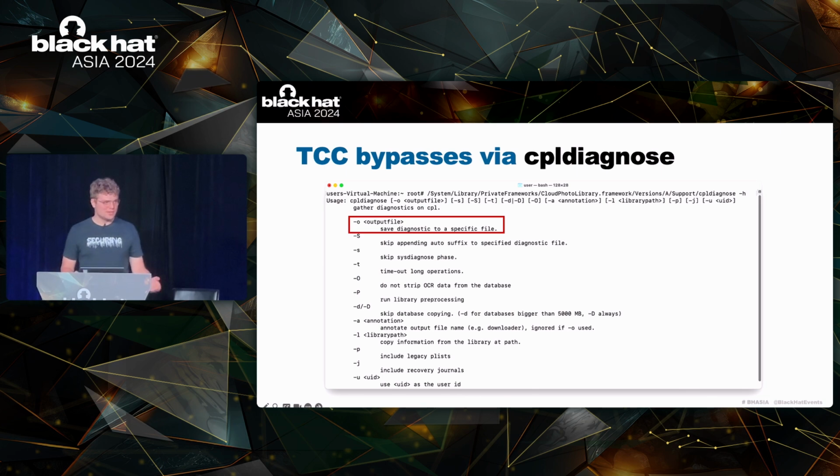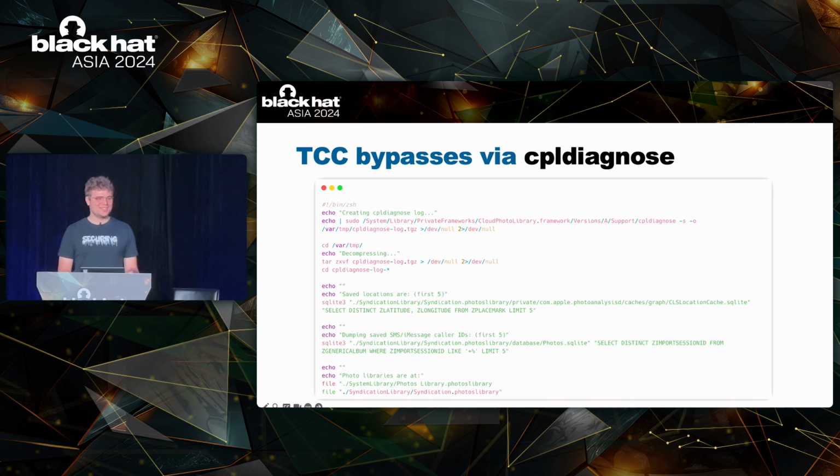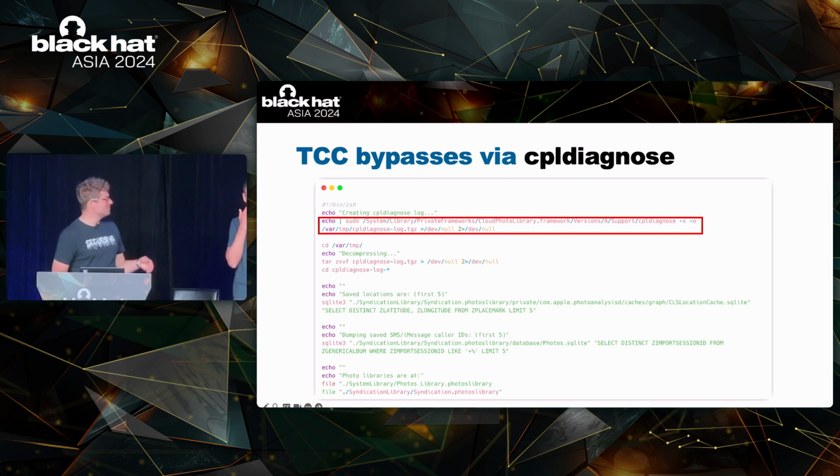What is funny with this tool is that when you provide -H, you will see that there is a flag, an output file, where you can specify where all this sensitive diagnostic information will be saved, right? So just by using this sophisticated exploit, I was able to get all that data. But we have the entitlement protection, right? To bypass it, just echo, pipe, and run the tool. And that's it.